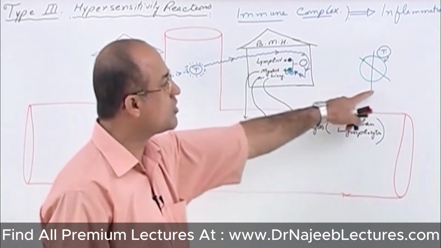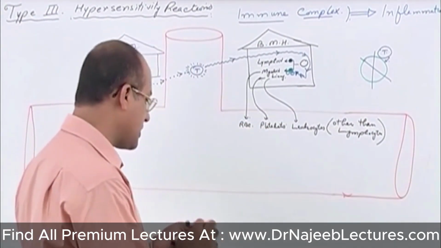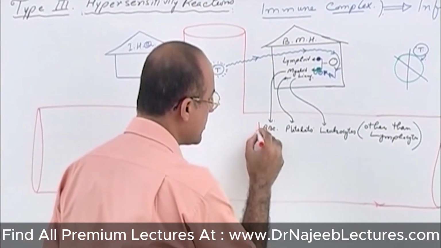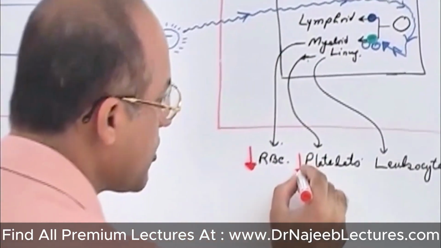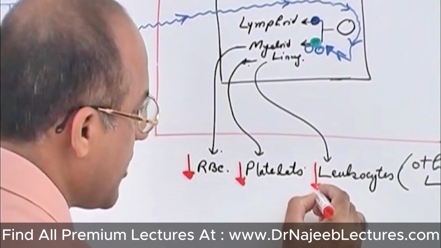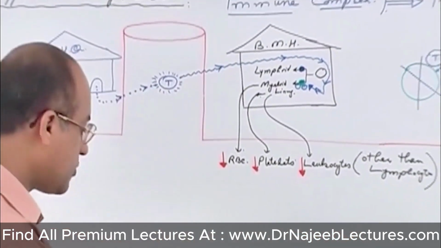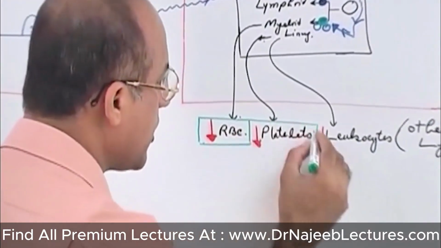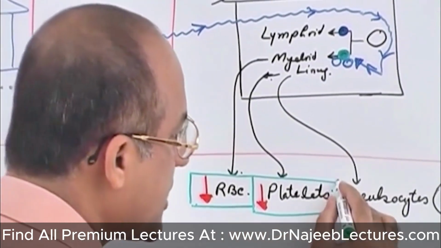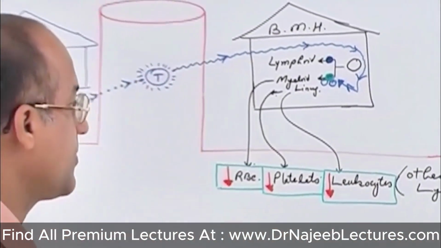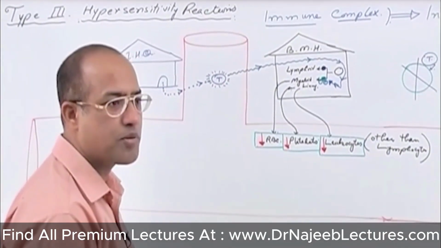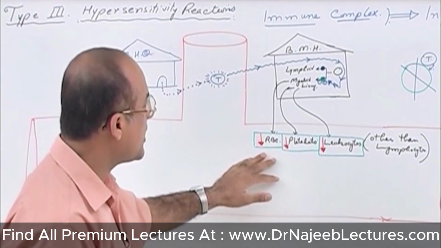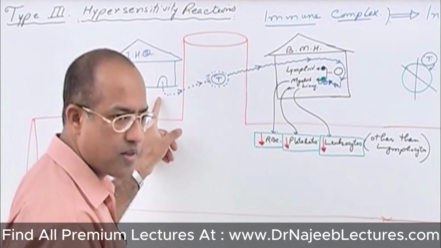Now, if these myeloid cells are destroyed, will the number of RBCs go up or down? The number of RBCs will go down. The number of platelets will also go down. And the number of leukocytes other than the lymphocytes will also go down. So this person will develop three problems. Number one, he will develop anemia. Number two, thrombocytopenia. And number three, leukopenia. Is that right? But the lymphocyte number may be normal. Am I clear?